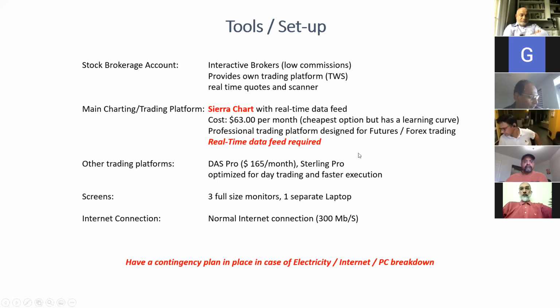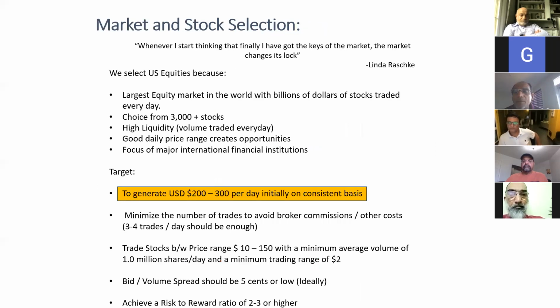Yes, Sabri. So for day trading, we should just consider the volume and moving average. Is that right? Volume and price range. Moving average. No, I consider a minimum average volume, a minimum trading range of $2 right here.